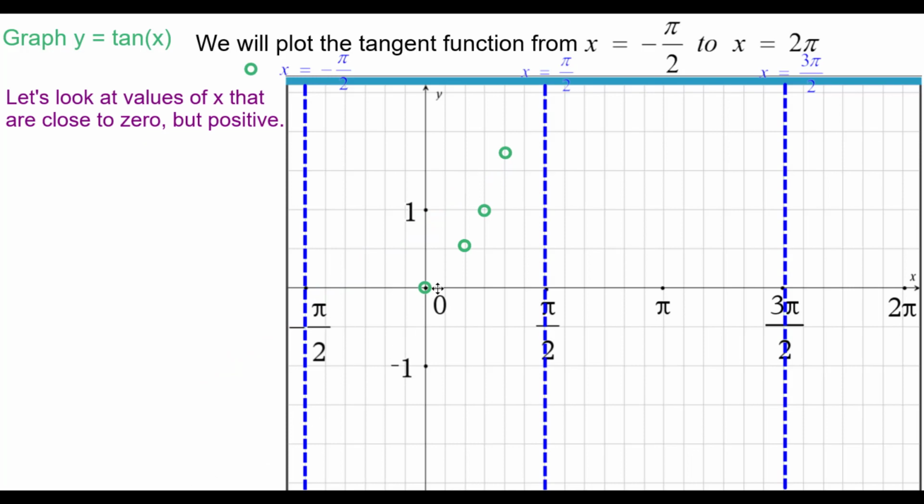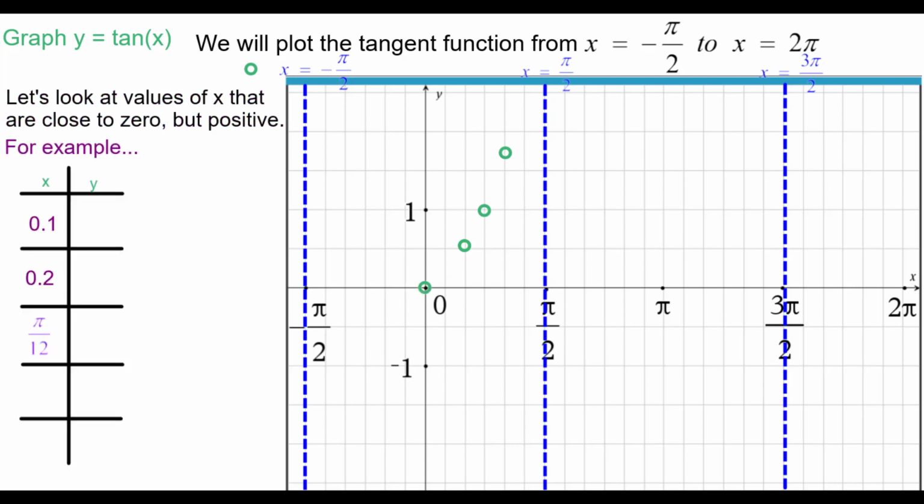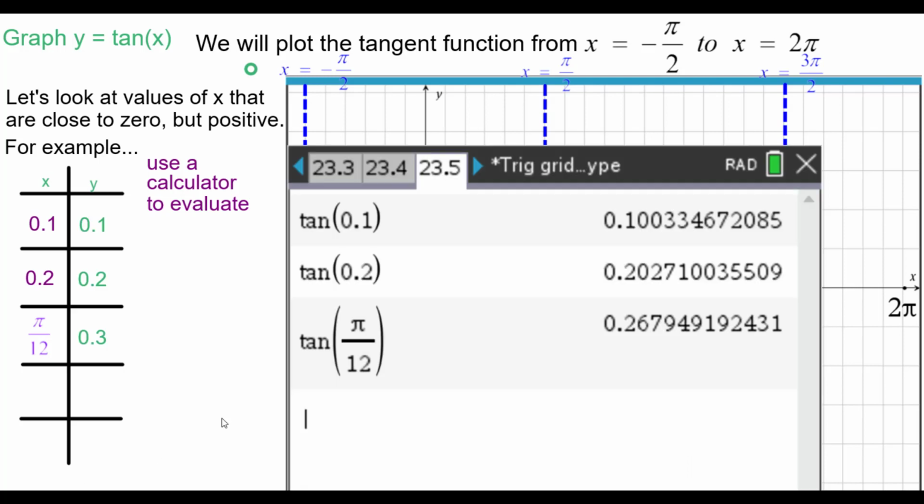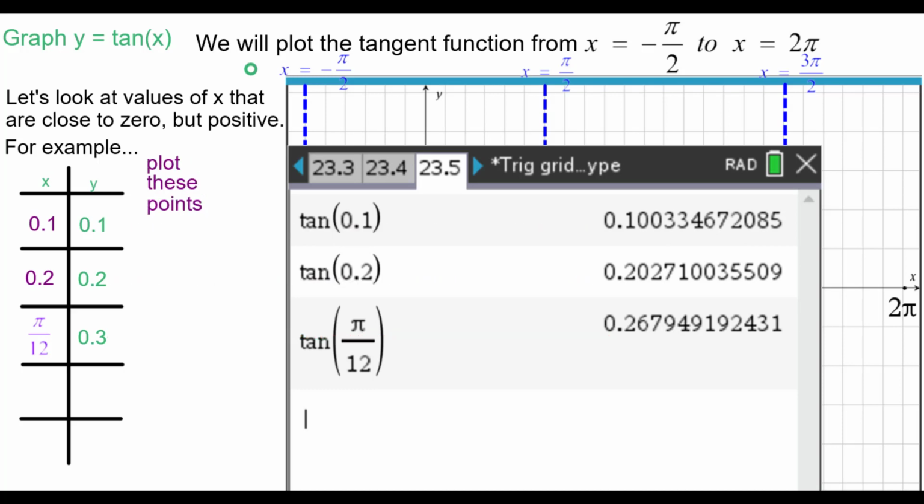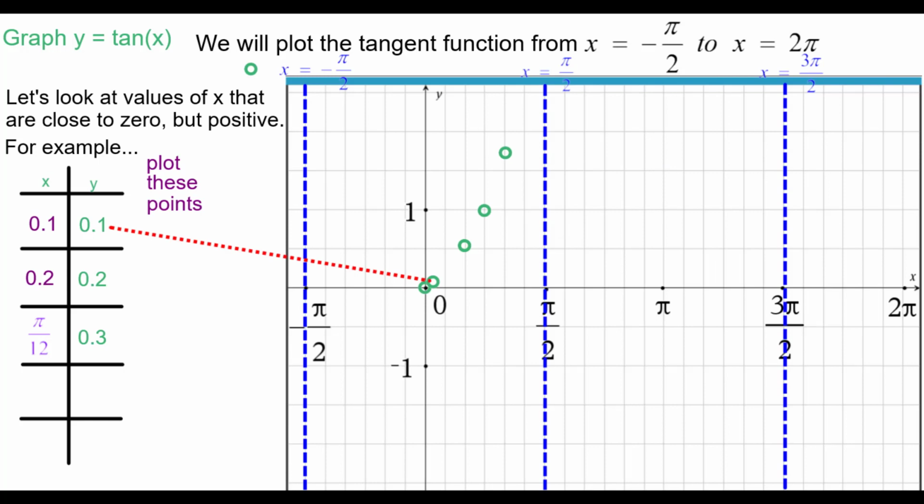So we're going to look at values of x that are close to 0 but positive. See what that curve looks like right around in here. And so I picked these numbers: a tenth, 2/10, and then 1 pi over 12. So again, I'm using a calculator to evaluate those. The tangent of, and make sure you're in radian mode here, tangent of 0.1 is about 0.1, about 0.2, about 0.3. So I'm going to go ahead and plot these points. So 1/10, 1/10, 2/10, 2/10, and pi over 12 about 3/10. Because I wanted to get an idea of how that curve looked like right here. Okay.